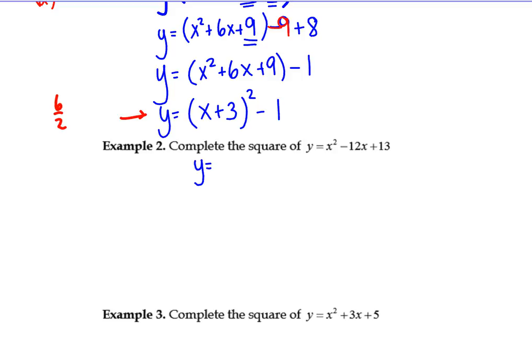So first step, separate the middle term. Leave some space. Okay, so to make this a perfect square, take the b value, negative 12, divide by 2 and square it. What does that give you? Negative 6 squared is positive 36. You can't just add 36, so we need to subtract it.